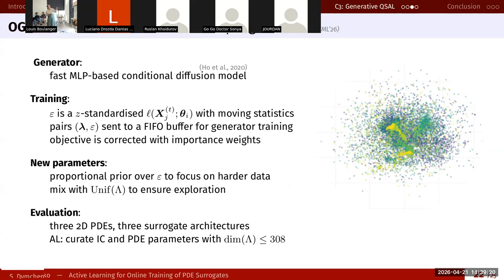In this evaluation, the task of the active learning is to curate not only the initial condition parameters like it was before, but also the parameters of the PDEs themselves. In total, the dimensionality of this parametric space is much higher than it was before. It's up to almost 300 parameters compared to 4 in the benchmark for Kuramoto-Sivashinsky and KdV, or even 2 for PINNs.